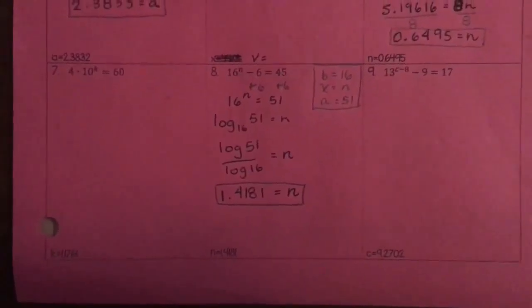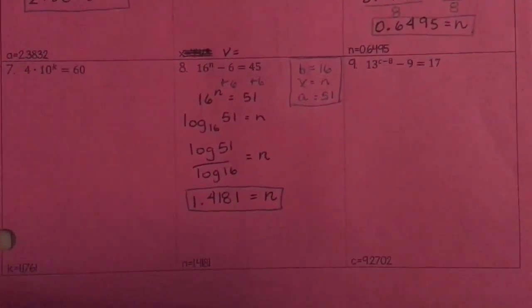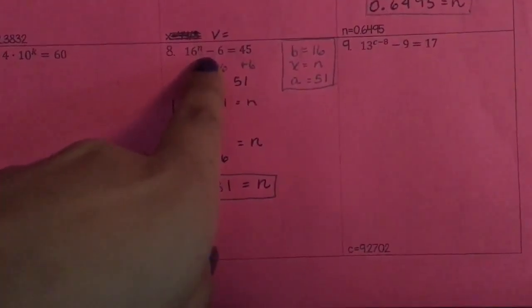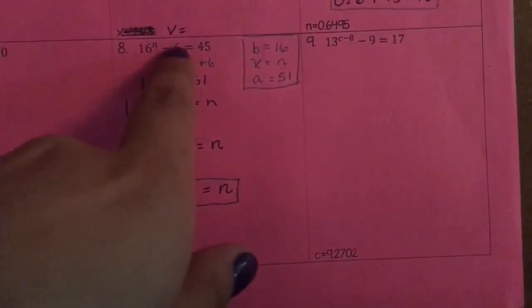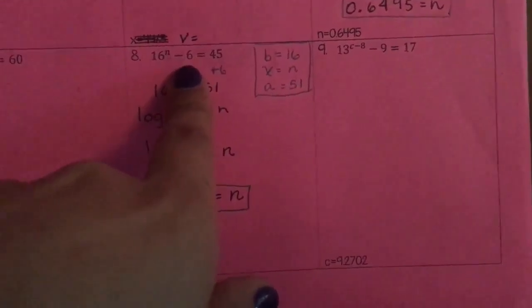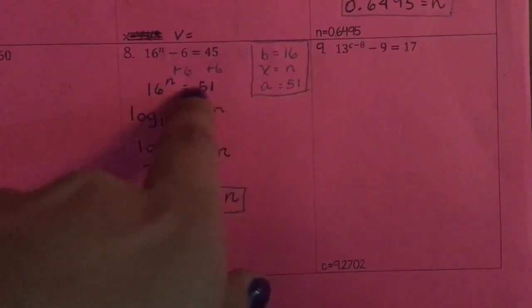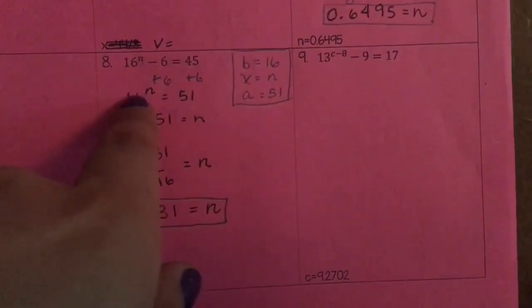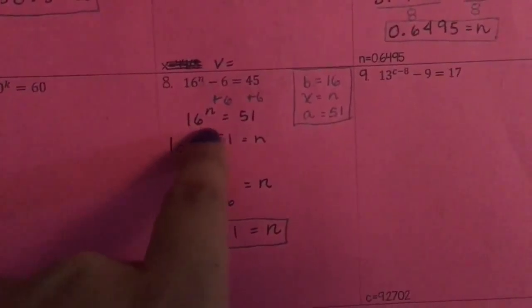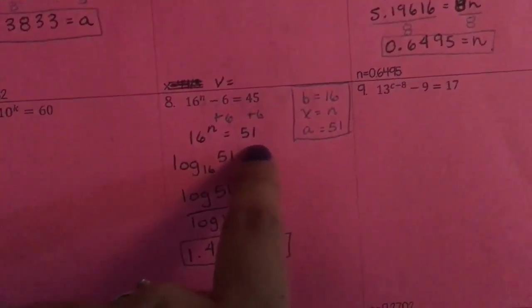The last problem on the first page of your homework is problem number 8. Our first step is to isolate our exponential expression, which in this case is 16 to the n power. You can see that in addition to that exponential expression, we have minus 6 on the left-hand side of our expression. We must remove this from this side by doing equal but opposite operations. This means adding 6 to both sides. We are left with 16 to the n power on the left and now have 51 on the right.